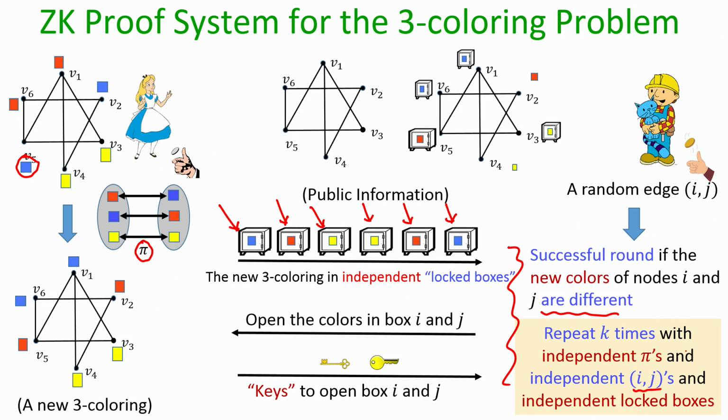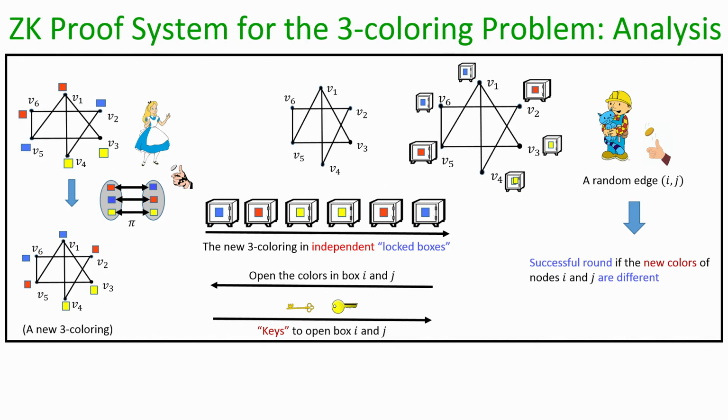That means it will not be the case that the edge i comma j which is picked as the challenge by Bob will remain the same in all the rounds. They will be picked independently, and Alice will not be knowing anything about the challenges for the subsequent rounds in advance. And if all these k rounds are successful, Bob will consider that indeed Alice knows the actual or the original 3 coloring for the existing graph. So, that is the zero knowledge proof system.